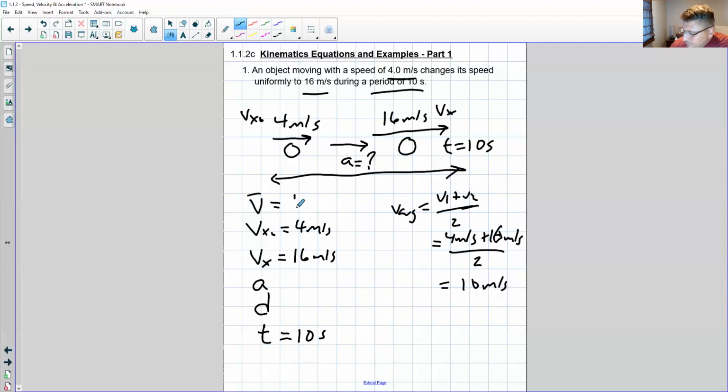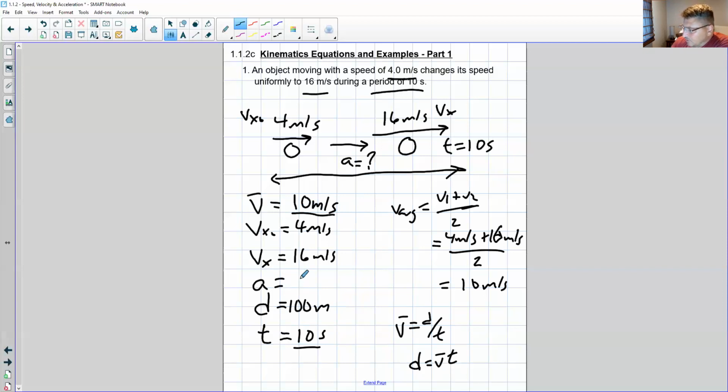Now, I like using average speed a lot. I think it's a nice, quick way to get to the bottom of things. Some people discourage the use of average speed. I like it because it makes things a lot simpler for me. I see that I have an average speed of 10 and a time of 10. This tells me I'm going to go 100 meters, right? Because V average equals D over T. So D equals V average T. So 10 meters per second times 10 seconds gives me a distance of 100 meters.